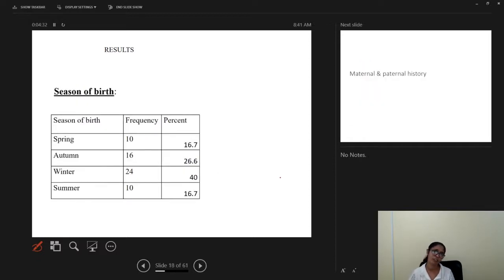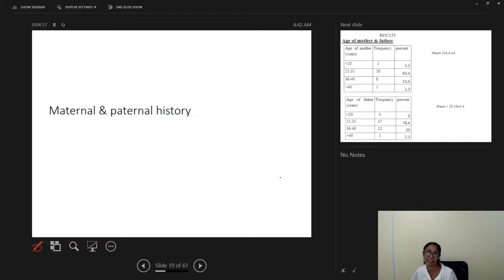Next, we also did a study on season of birth: spring, autumn, winter, and summer. In our study, in autumn we had 26.6% of cases, and in winter there were 40% of cases. As in other countries that have done the same research, in our study also we had more cases of anencephaly in winter.